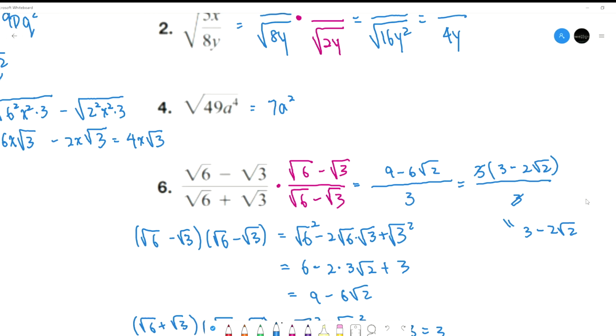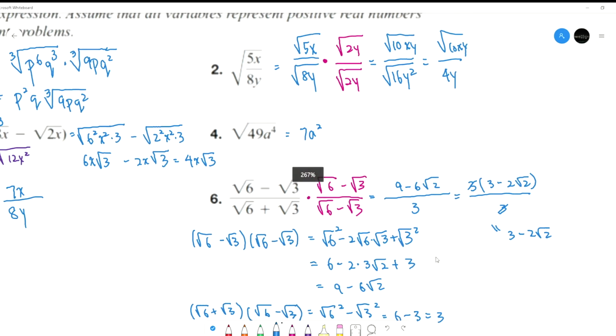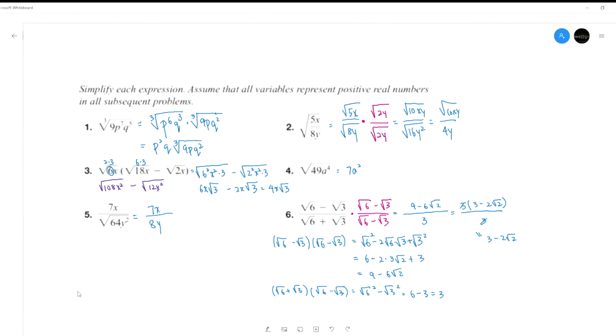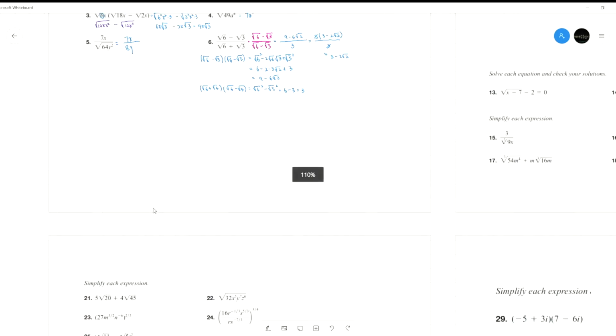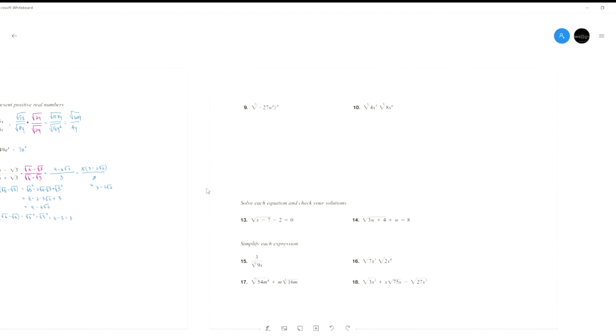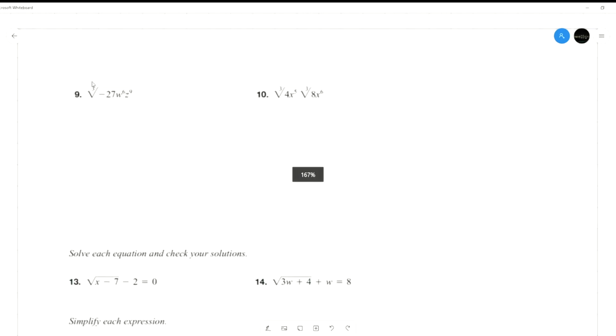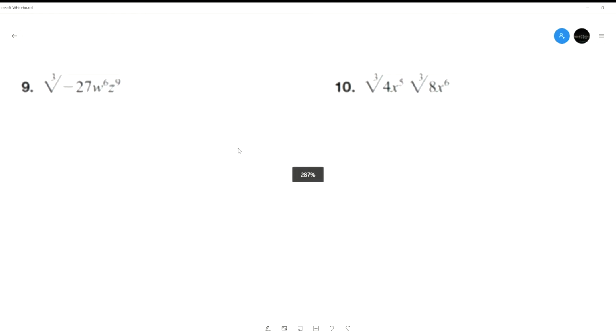Does anyone have questions? Okay, so that was the first set, or the first page, rather. Let's see. Here's the second page. Alrighty.